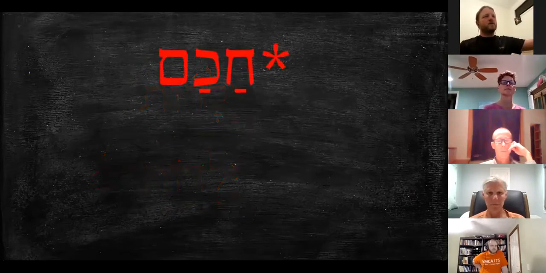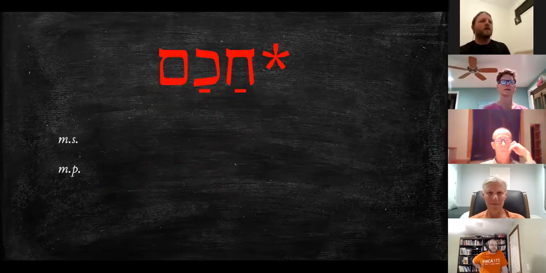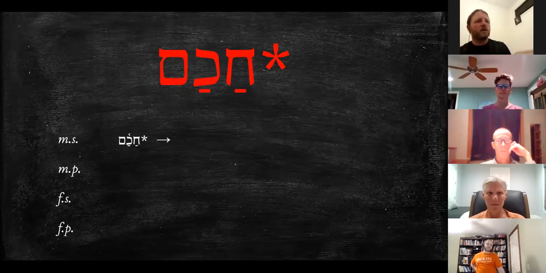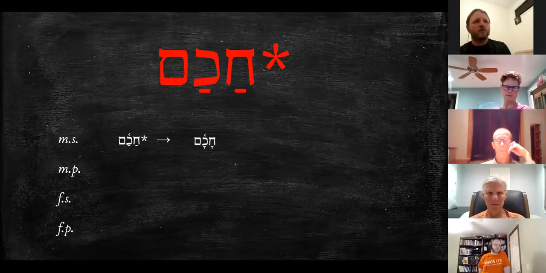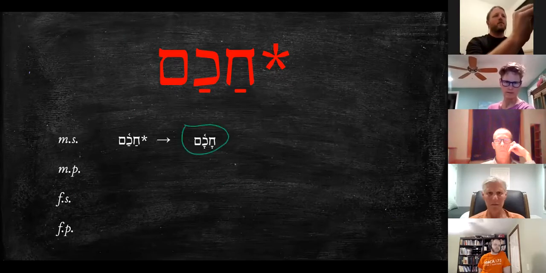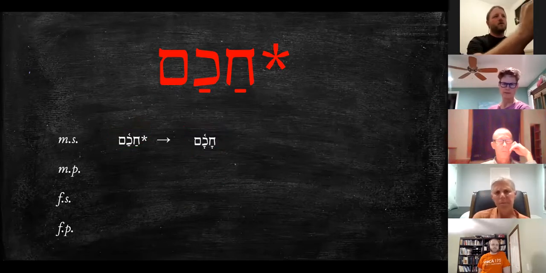All right, so this is a rundown of all the forms of chacham. Okay, we've got masculine singular, masculine plural, feminine singular, feminine plural. First, we're going to look at the absolute form, chacham. Both of them go to kamat, chacham. That's the real form that you find in the Bible. This is the historical form.